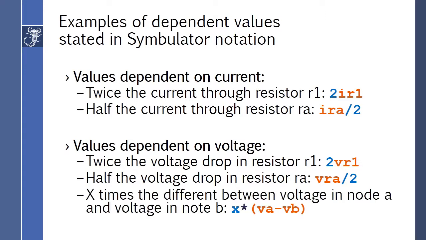And this happens sometimes, it could be a constant times the voltage drop, or a constant times the current. So let's say that we have X times the difference in voltage between node A and node B. Well, then you would say X, if X is a constant, or mu, or whatever it is, times, and then between parentheses you put voltage A minus voltage B. These are just examples. Now let's see one example, and in the next lesson we will see a much more comprehensive example.